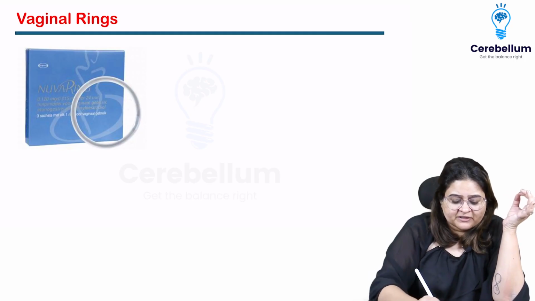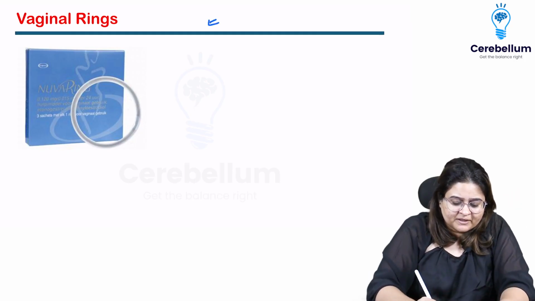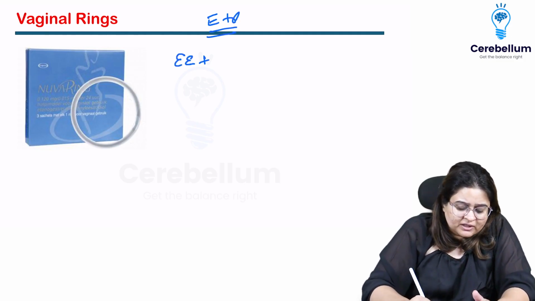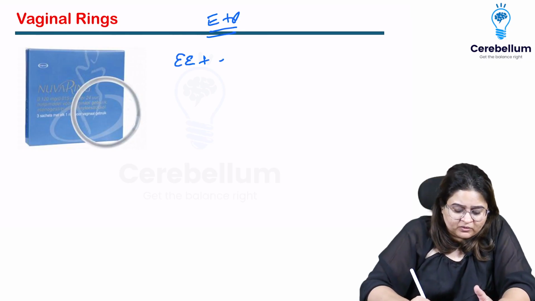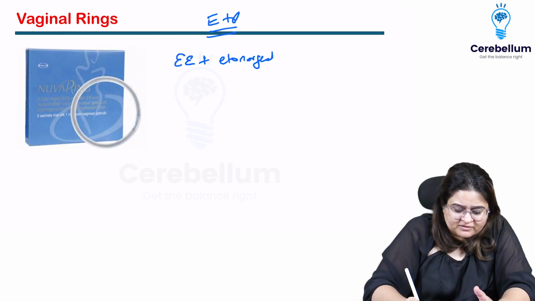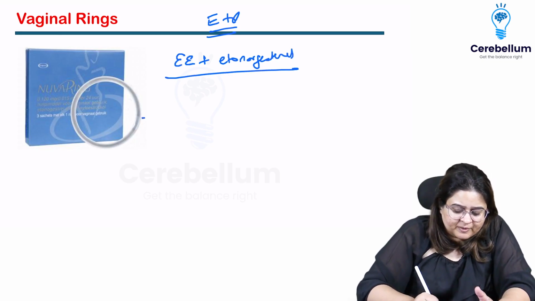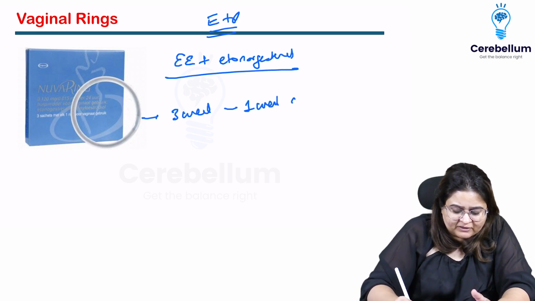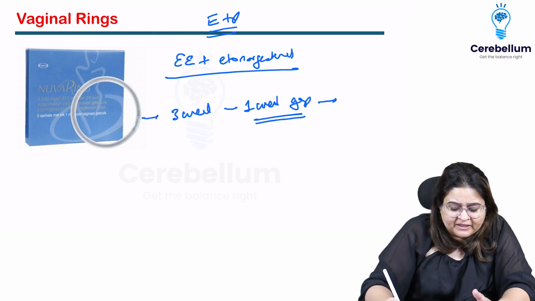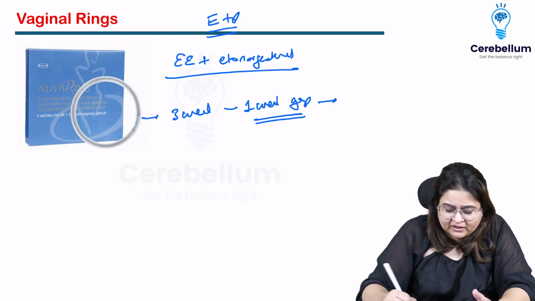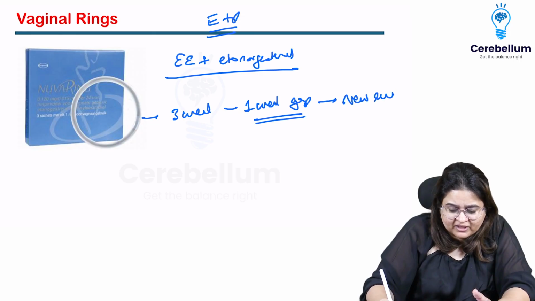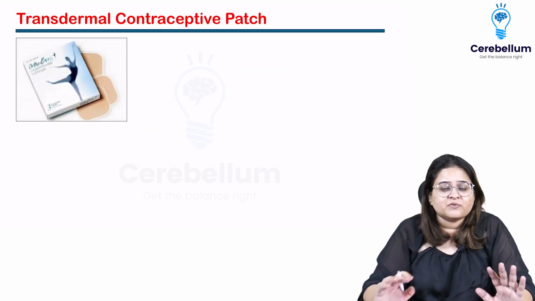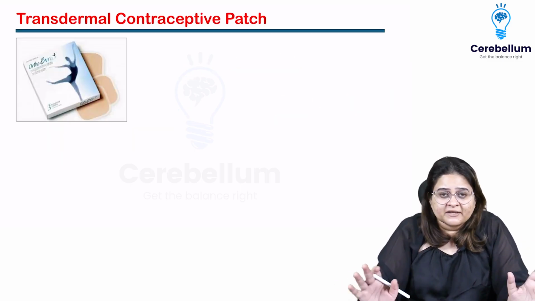What about the vaginal ring? This is also an estrogen plus progesterone containing contraceptive. It contains ethinyl estradiol, and the progesterone component is etonorgestrel. Now with the ring, remember it is to be worn for 3 weeks and then 1 week gap. In that 1 week gap, she's going to get her period. Then again, she starts wearing a new ring. So every cycle, she has to wear a new ring. 3 weeks on, 1 week off. Mechanism of action is same as the combined pill.